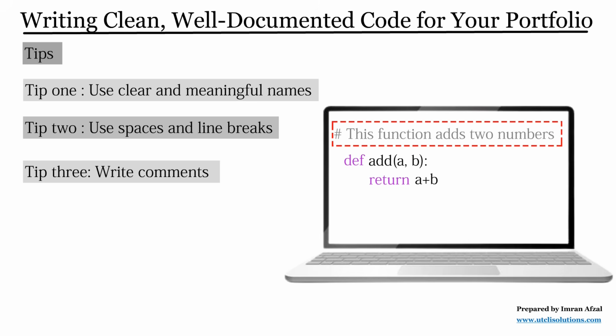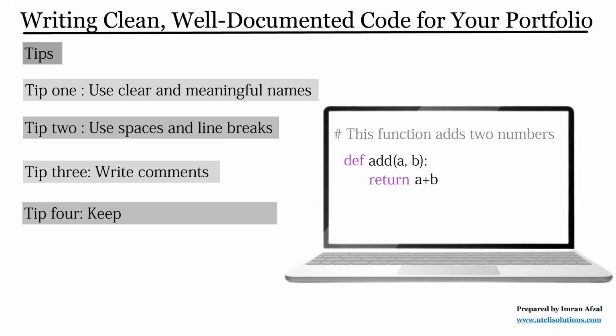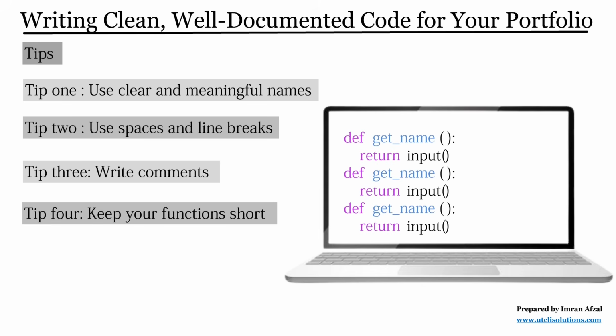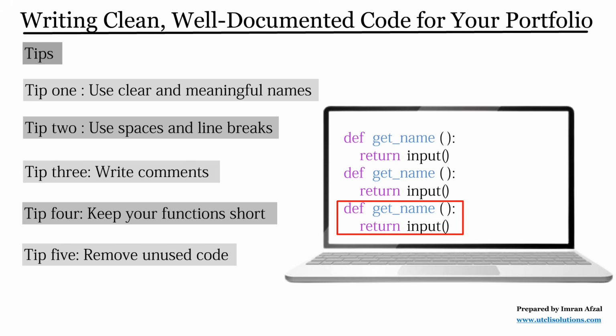All right, let's talk about tip number four. Keep your functions short. Each function should do just one job. If a function gets too long, break it into smaller, easier to manage pieces. All right, tip number five, remove unused code. If you have code that isn't being used anymore, please just simply delete it. Leaving it there can make your program a little confusing.